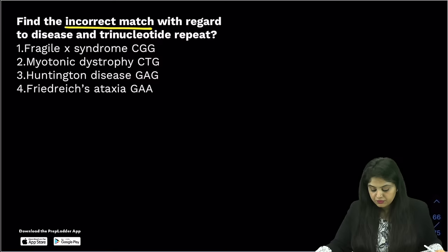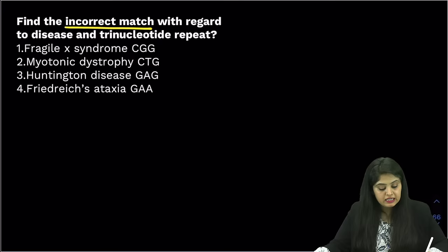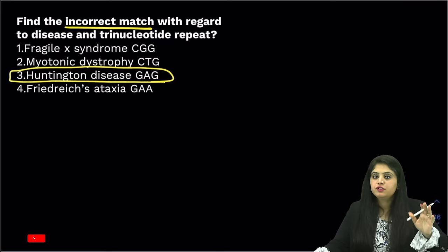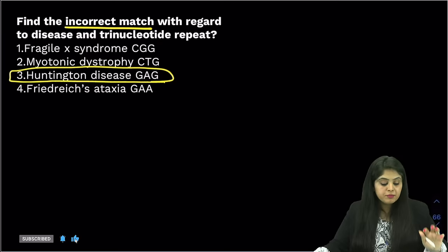Okay, someone said, ma'am, when will genetics come? You say it and you get it. So here you have genetics in front of you. Find the incorrect match. Everyone's given me the answer. Incorrect match, the third one. So my purpose of this question is two. First, you need to revise all of these, and then you need to know the most important clinical aspects of all these four diseases, because we are expecting them in the paper.